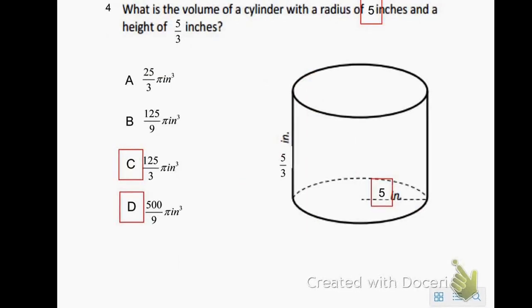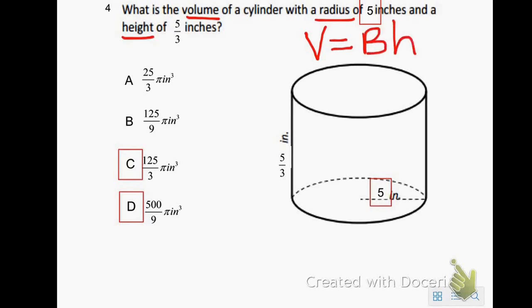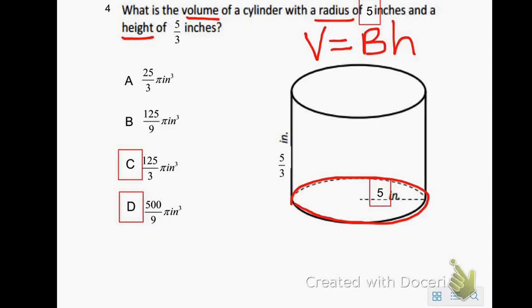Question 4. What is the volume of a cylinder with a radius of 5 inches and a height of 5/3 inches? So to do that, we need to go to the formula sheet and find the volume of a cylinder. Well, that tells us our volume is V equals capital B times H. Now, capital B doesn't represent base. It represents the area of the base. And my base in a cylinder is a circle. So to find the area of the base, I've got to use the circle formula.